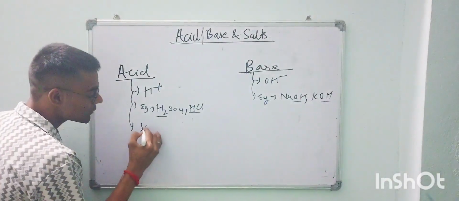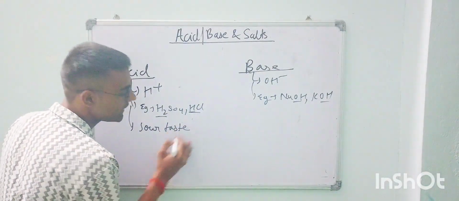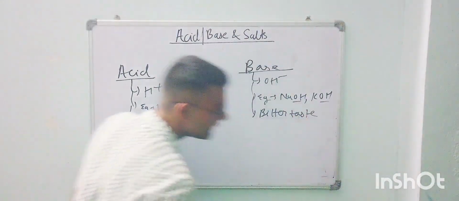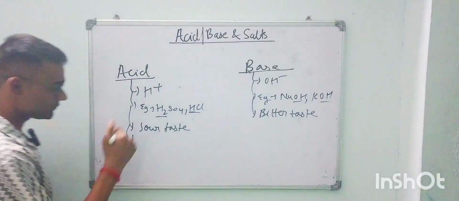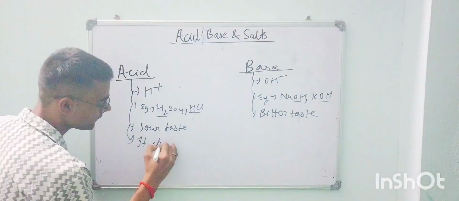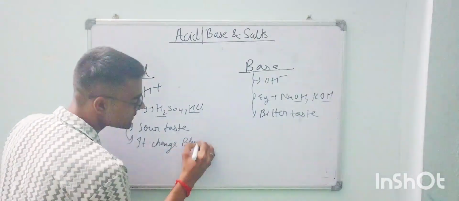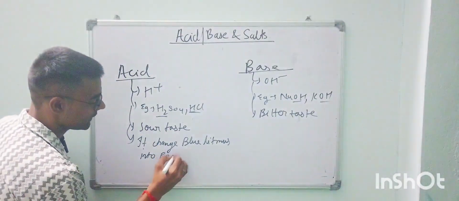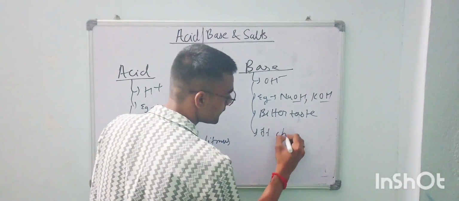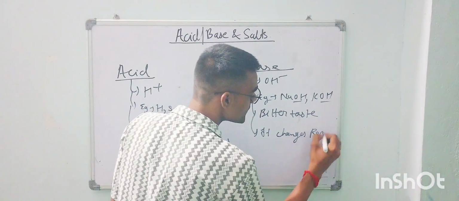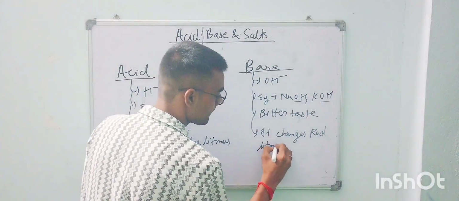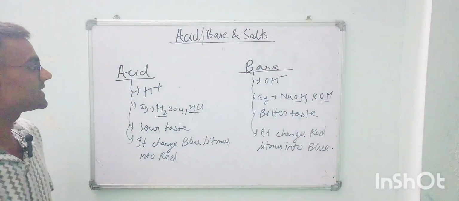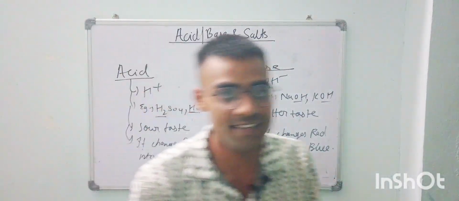Acids are sour in taste, and bases are bitter in taste. An acid changes blue litmus paper into red, and a base changes red litmus paper into blue. These are the differences between acid and base.